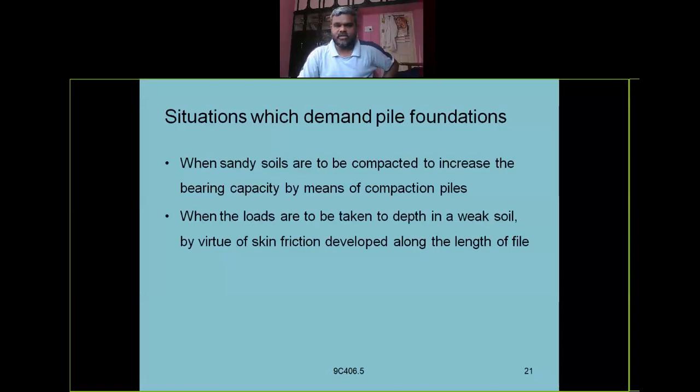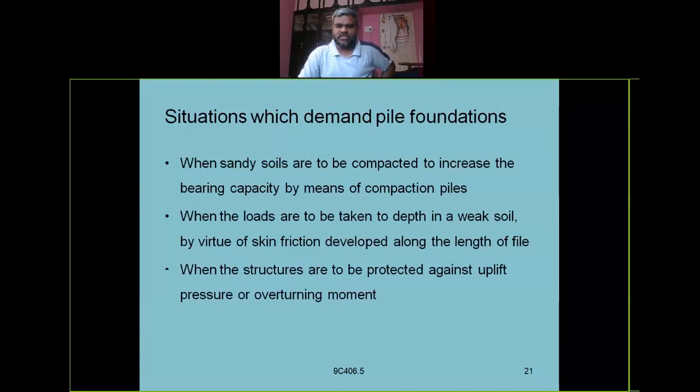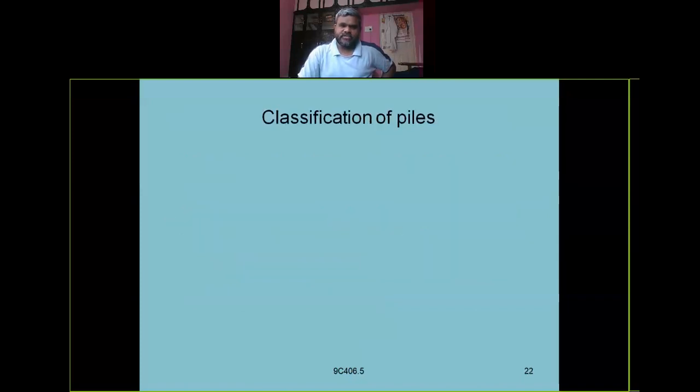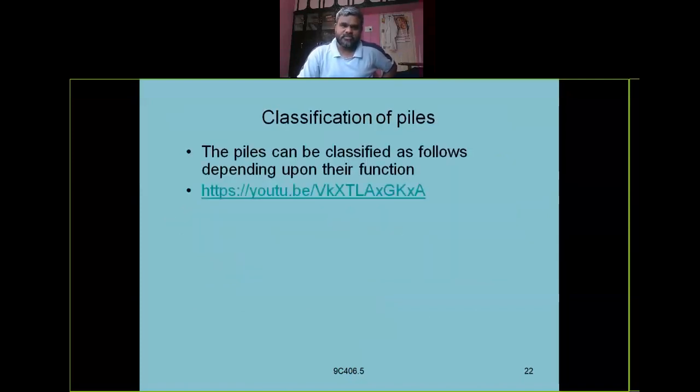when the loads are to be taken to depth in a weak soil by virtue of skin friction developed along the length of the pile; when the structures are to be protected against uplift pressure or overturning moment; and when large inclined forces are to be resisted. In these conditions, pile foundations are suitable.